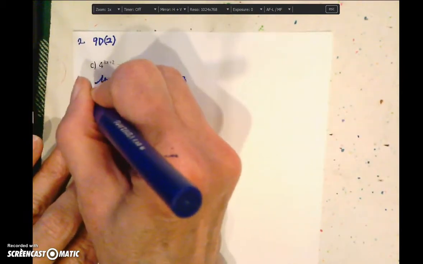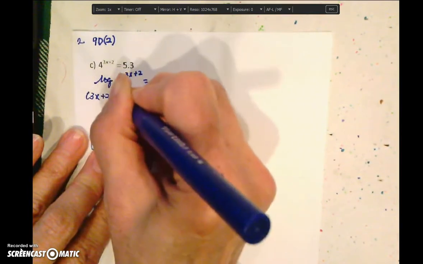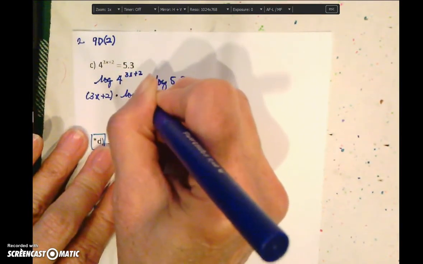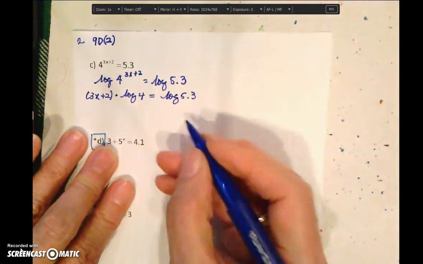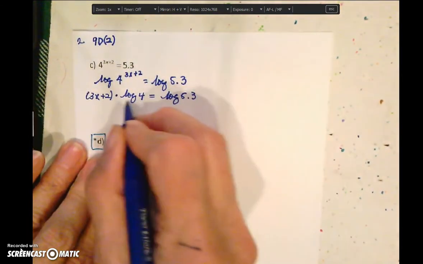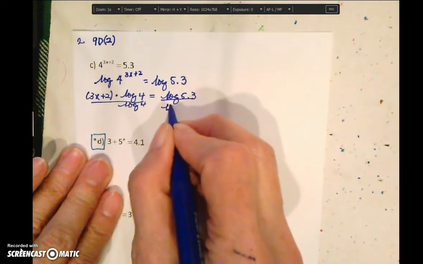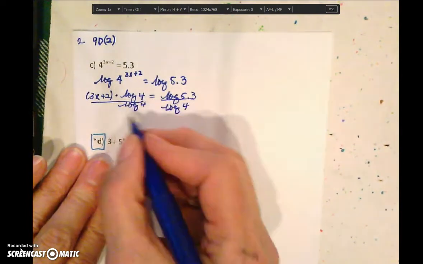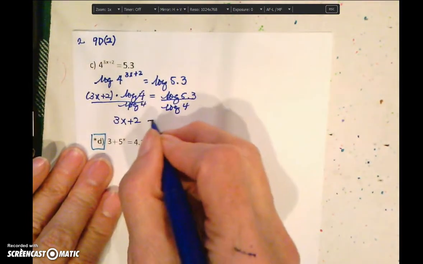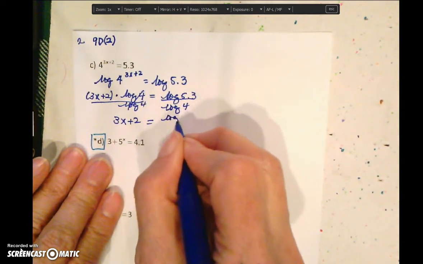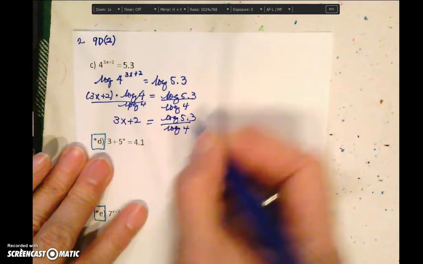So I'm going to take this 3x plus 2, and it's going to be multiplied times the log of 4 now, and then it's equal to the log of 5.3. So we'll divide both sides by the log of 4. And that's going to give us then that 3x plus 2, because these cancel, is equal to the log of 5.3 divided by the log of 4.